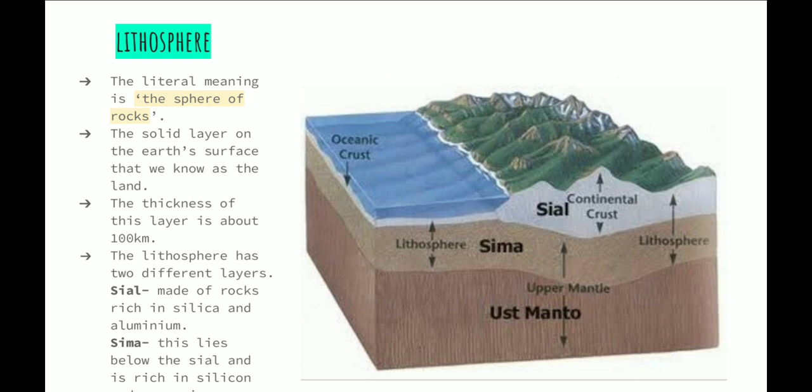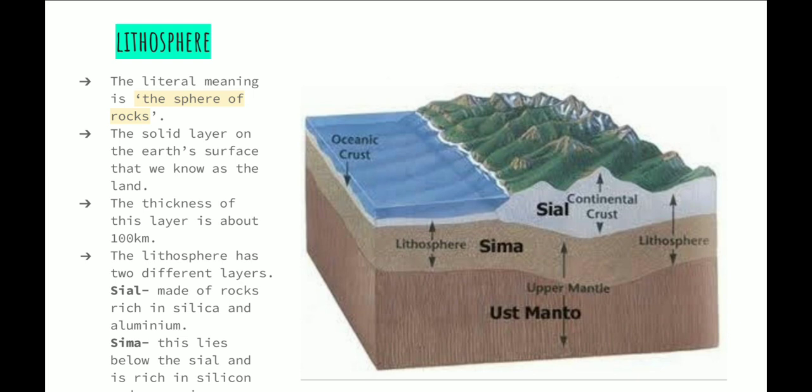That is the part of the Earth's surface that consists of rocks and soil. To be more precise, it is the part on which we stand. This is also known as the land. The thickness of this layer is 100 kilometers. And the lithosphere consists of two different layers that you need to know.